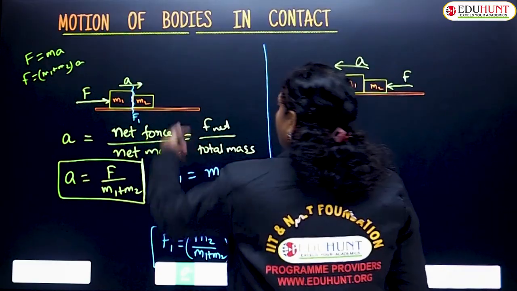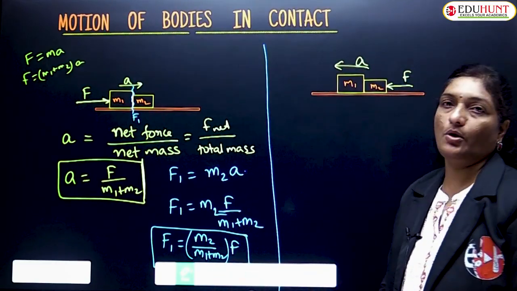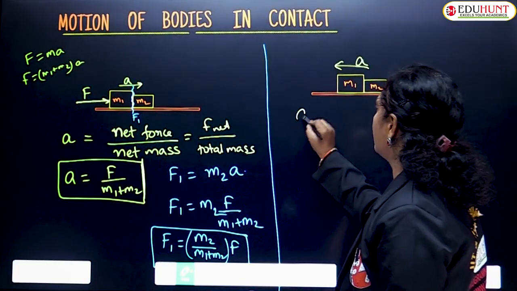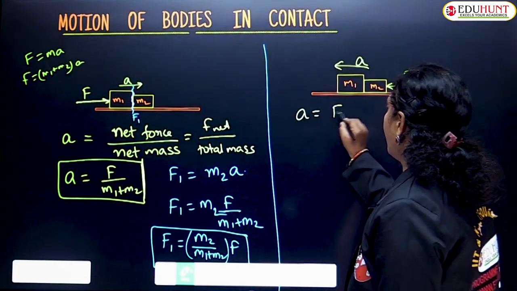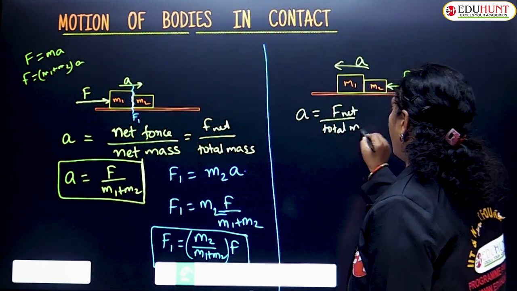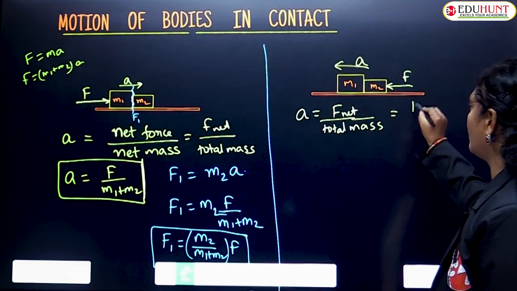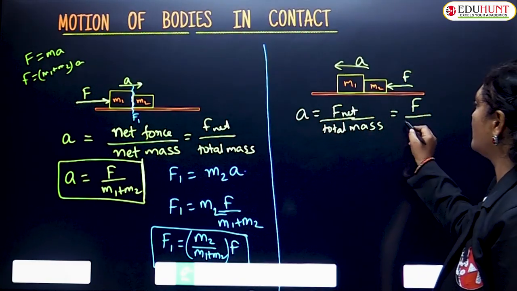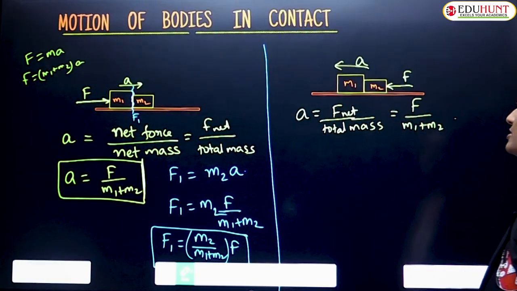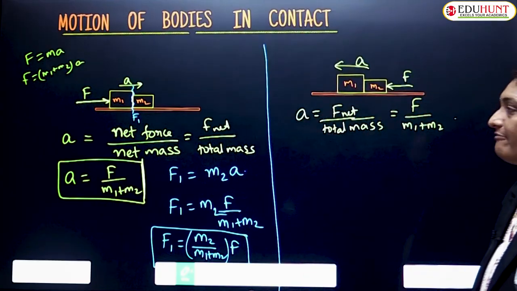Earlier it was moving towards the right side, and now because of this force the blocks together will move towards the left side, and the value of acceleration is found to be net force by total mass. And this is calculated as, what is the net force acting, children? The total force acting is F and the total mass together is m1 plus m2. Hence the acceleration of the two blocks is similar to the previous one, that is equal to F by m1 plus m2.